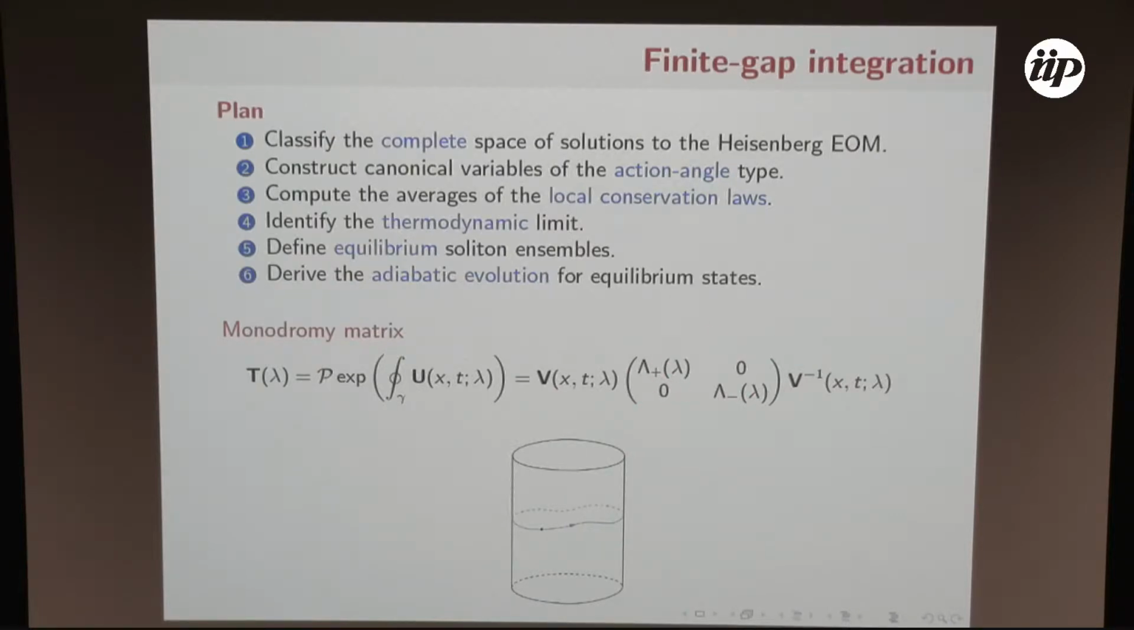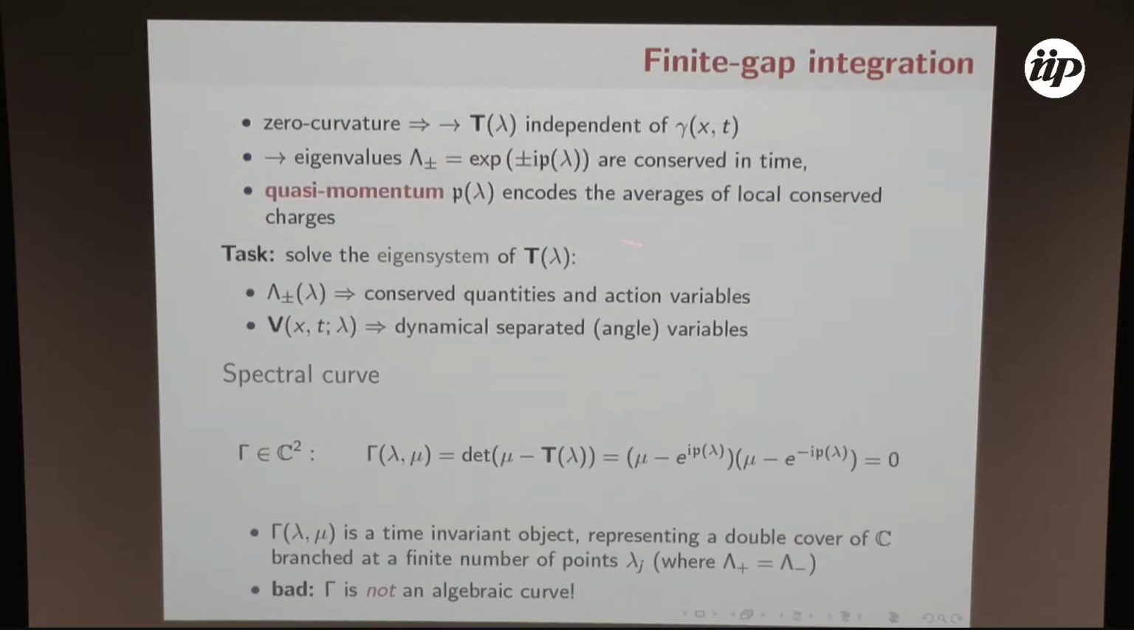Now what is important is that because of the zero curvature property, it doesn't matter which path I take to go around the cylinder, along which path I integrate my connection. By the zero curvature property, I will always obtain the same result. And this will imply that the eigenvalues, which I showed you before, are not time-dependent objects. So they're really conserved in time. Moreover, since the product of eigenvalues equals 1, I can parameterize them in terms of a single function p of lambda. This function p of lambda is called the quasi-momentum and is the crucial object in the game. So from now on, this quasi-momentum is the central object.